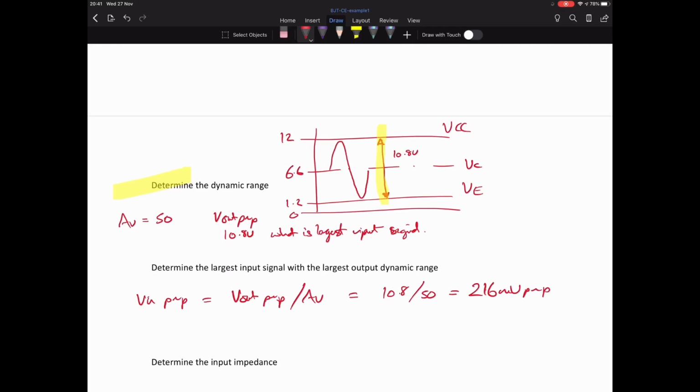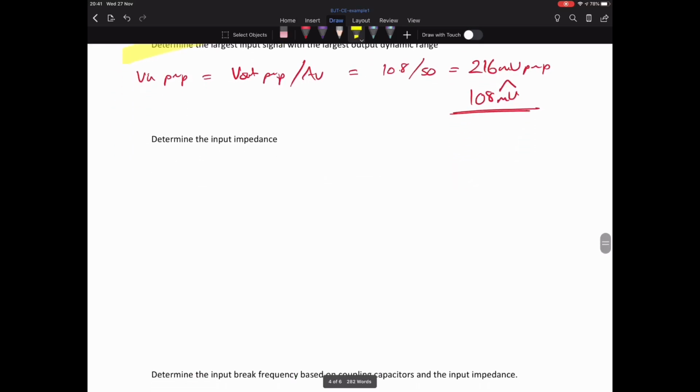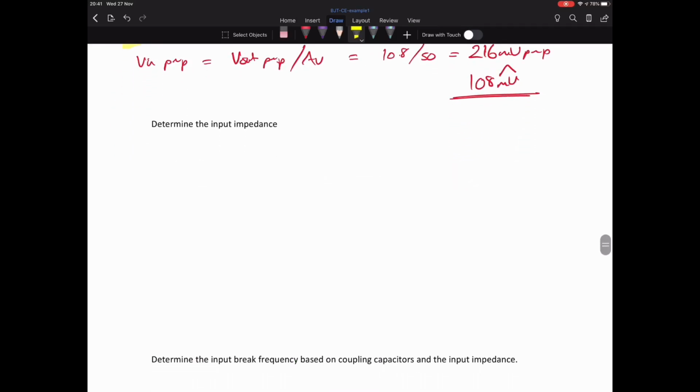Now, often you don't deal with peak to peak, but it's easy to see on the diagram. You might deal with peak voltages like you would do with OrCAD. So that will be a 108 millivolt peak signal. Okay, notice the hat symbol. That's why I had 108 millivolts going into the circuit at the very beginning. So you can see how we've tied that together. We've asked you a little bit of a simple question about what's happening inside that design.